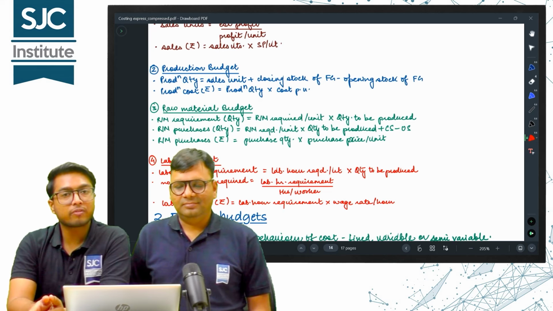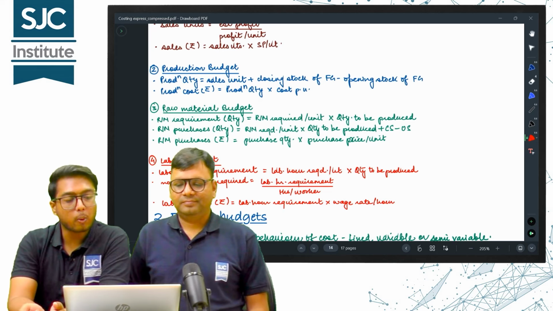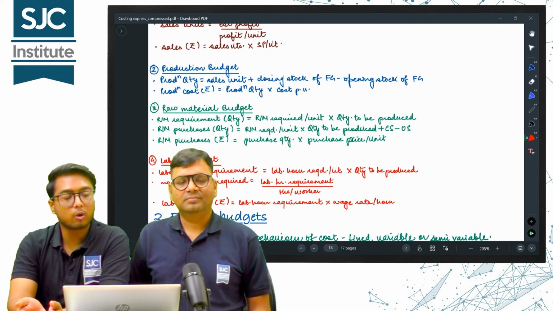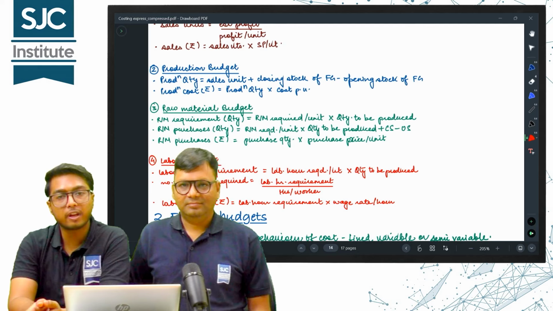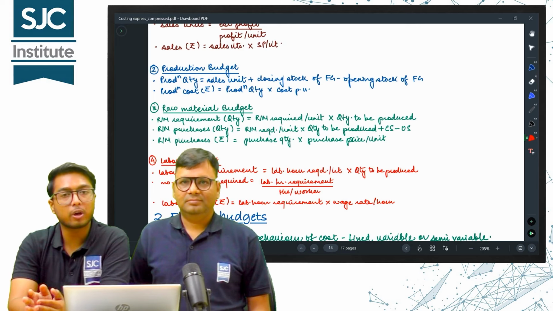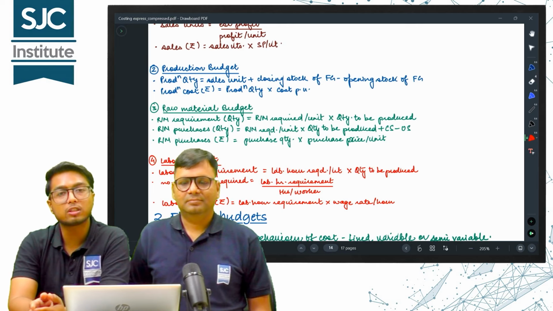Second, in production budget, the main thing is production quantity. How do we compute production quantity? It is equal to sales unit plus closing stock of finished goods minus opening stock of finished goods. Now, to calculate the production cost, that is equal to production quantity multiplied by cost per unit.